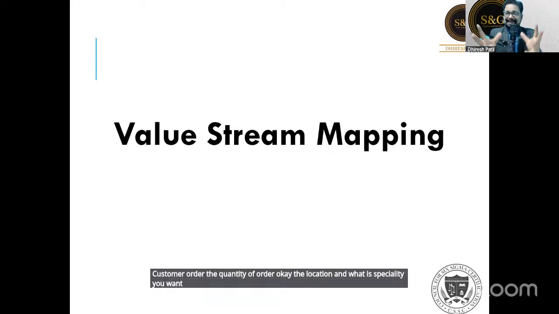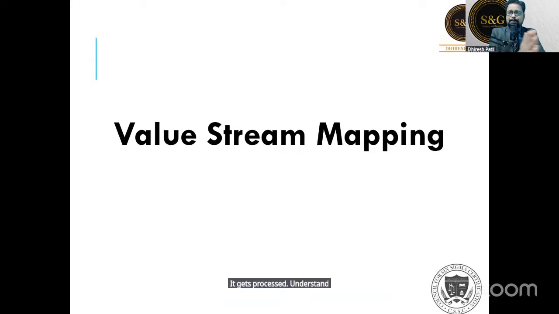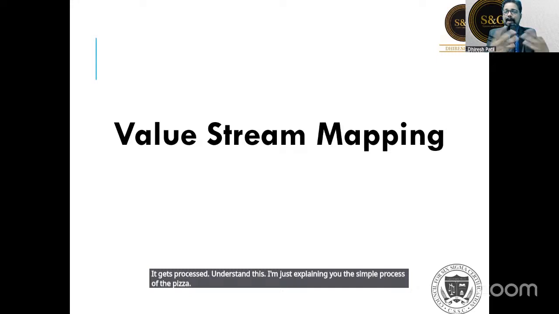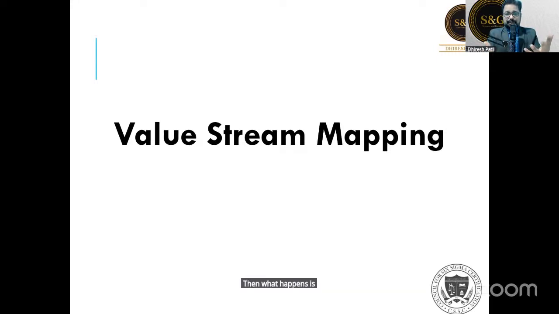So all this detailing becomes the first point. After that, the order gets logged in the system of that particular store, and then according to the sequencing, it gets processed. Understand this? I'm just explaining the simple process of the pizza. Then the people in the kitchen get your order and start processing it.